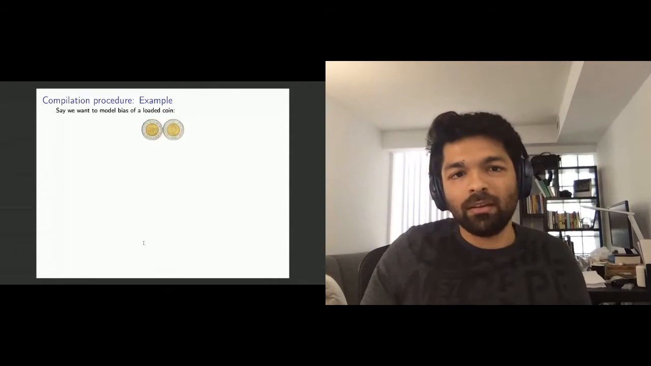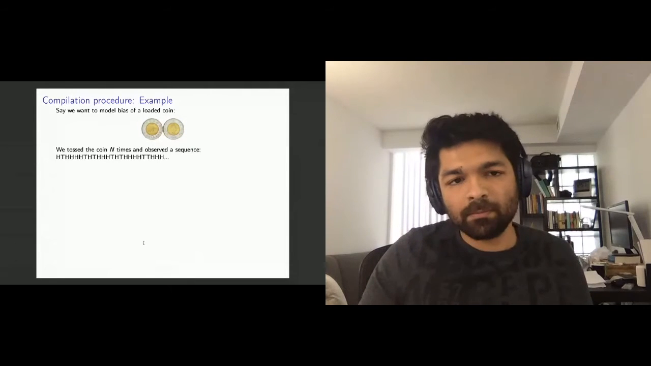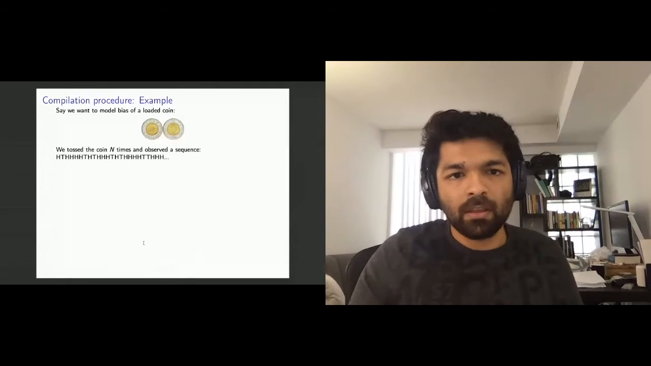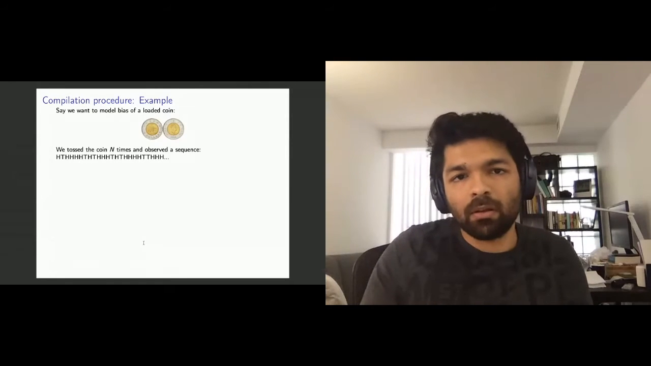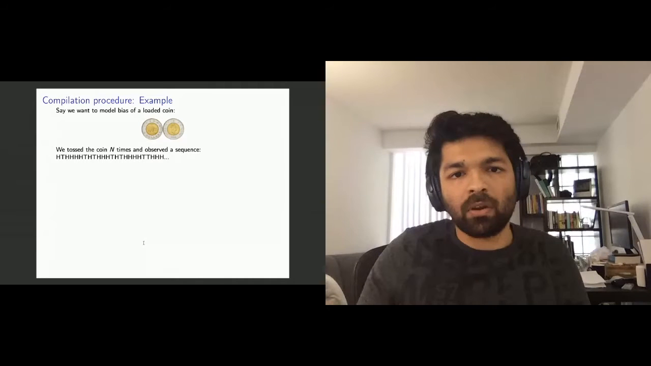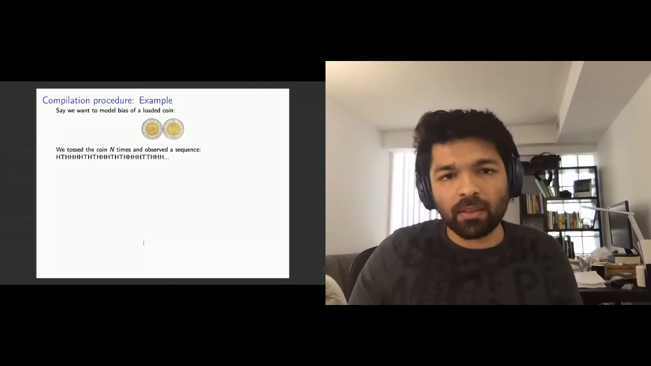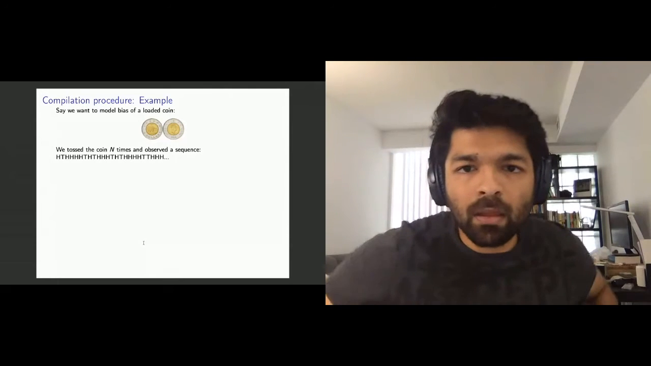So we toss this coin n times and observe a sequence of heads and tails, and we count the number of heads and tails. And the goal is that we want to infer the posterior probability of what is the bias of this coin. So we can represent that as a probabilistic program.